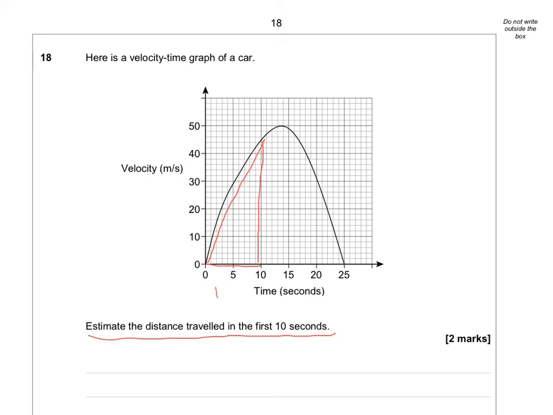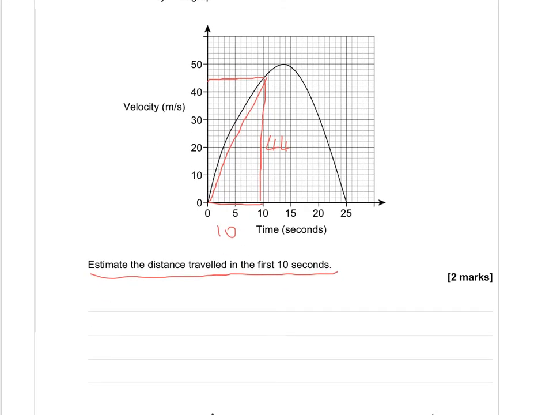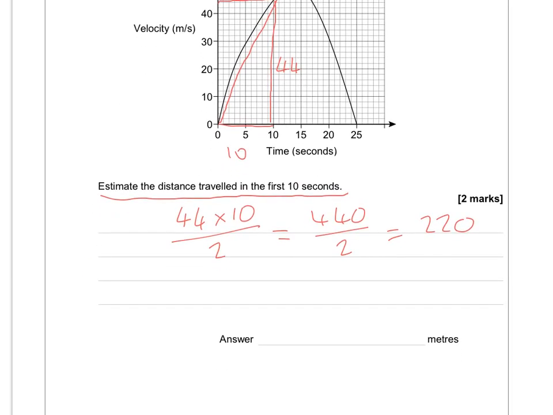So we've got a base of 10, and if we read the value across on our graph, we've got a height of 44. To find the area of this triangle, we are going to do 10 times by 44 and then half our answer. So we've got 44 times by 10 and half our answer. So we've got 440 over 2, which is 220. In the question it does give you the units, so we don't have to worry about that. So we've just got 220 metres.